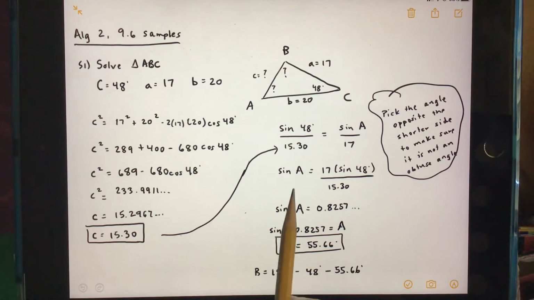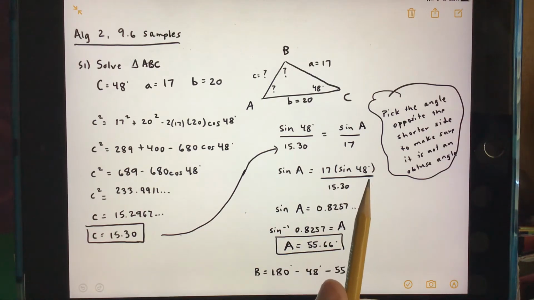So first, sine of A is equal to, using cross product, 17 times sine of 48 degrees divided by 15.30. Using my calculator, sine of A is 0.8257 and some other digits beyond that. I will then find the inverse sine. So sine inverse of 0.8257 will give me my A, that is angle A. So A is 55.66 degrees.